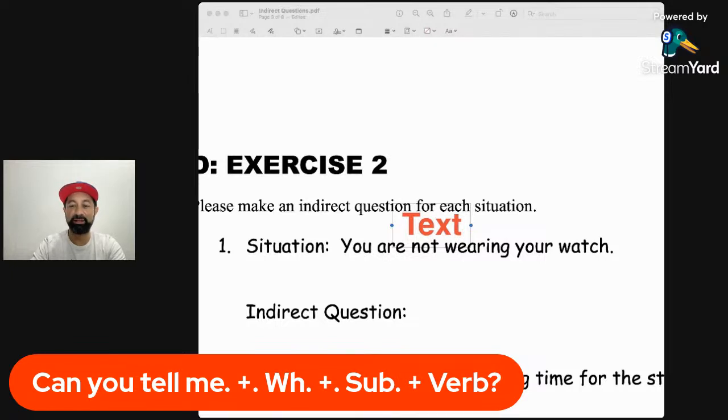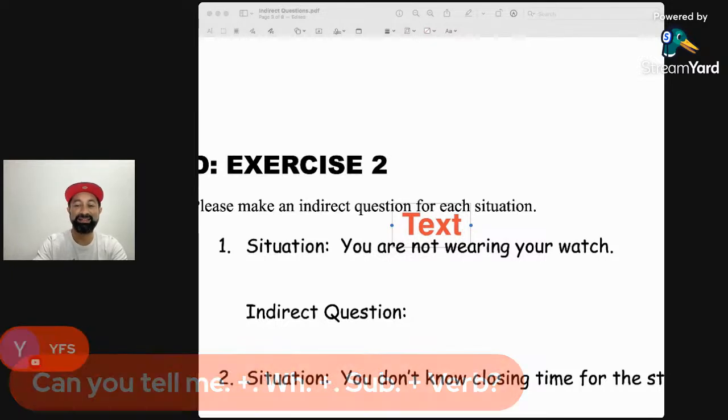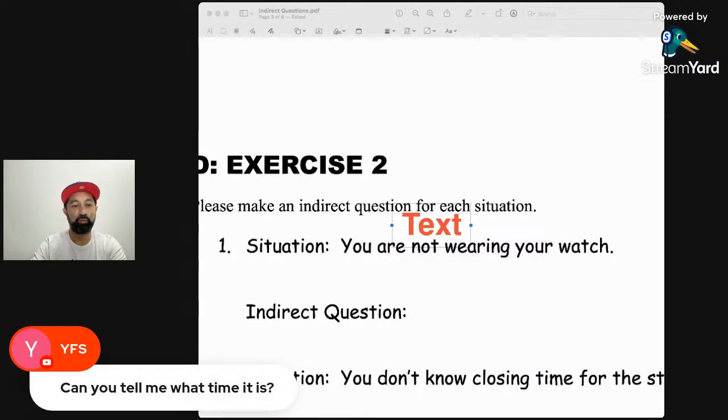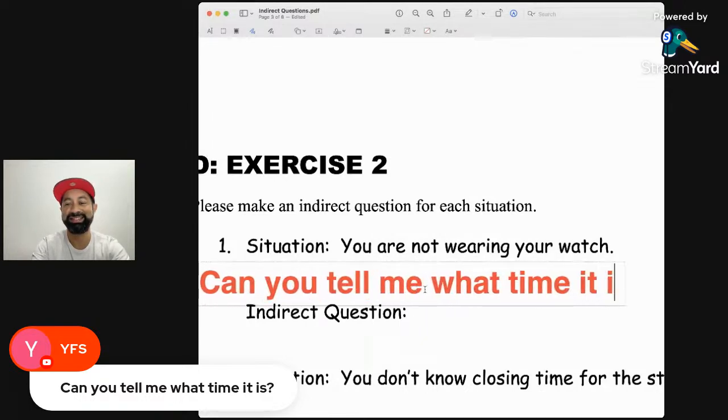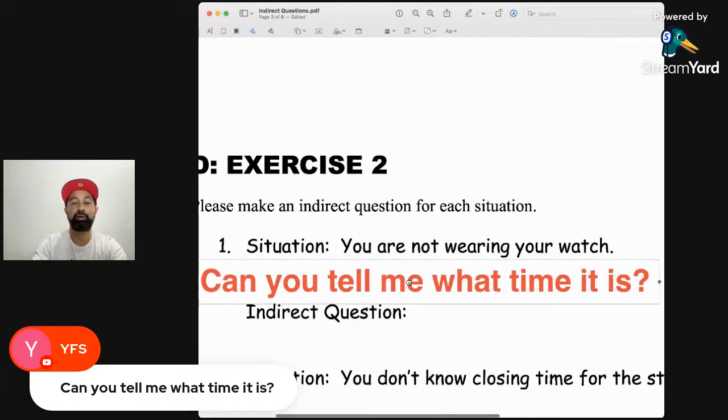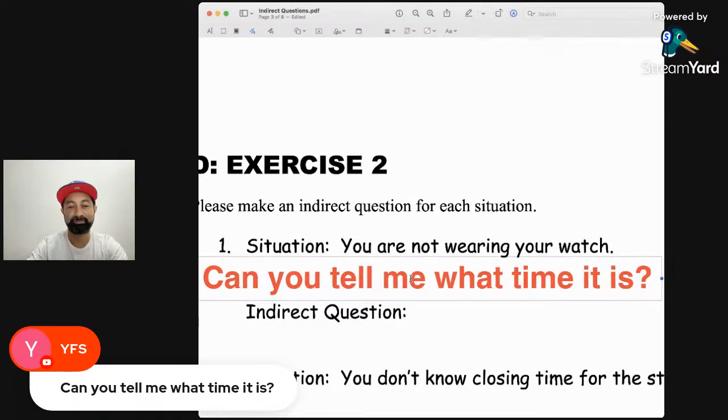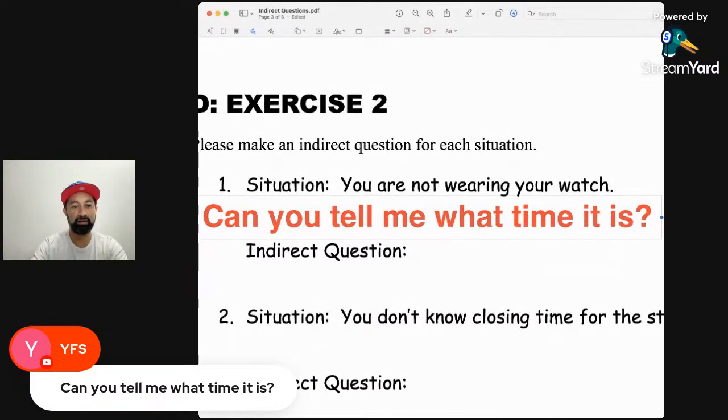All right, can you tell me what time it is? All right, YFS, perfect answer. Can you tell me what time it is? All right, I'll put that onto the screen here as well. That is a perfect question. So "what time is it" is the direct question. Indirect, we change it. Can you tell me what time it is? Well done. Good job, YFS.